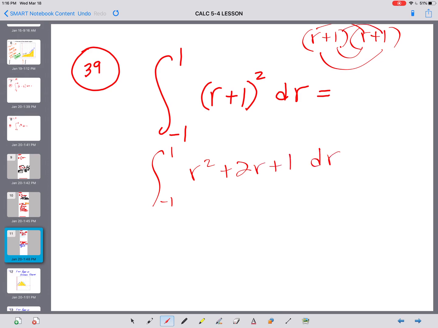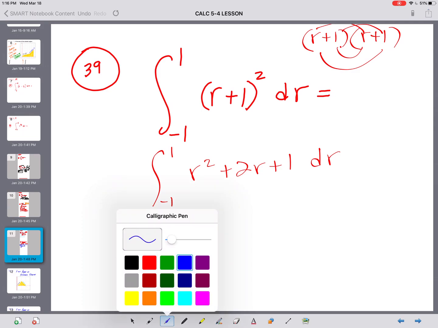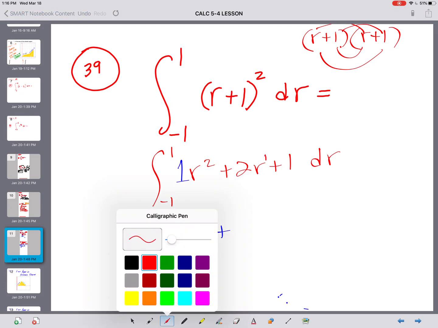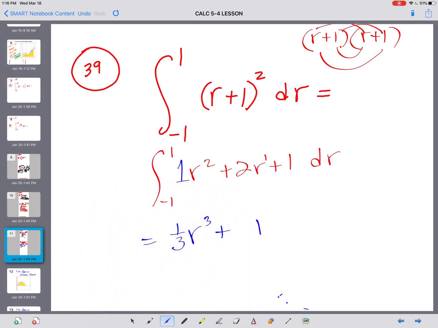Now let's do the antiderivatives. We'll do it in a different color. Okay, the antiderivative of r squared. It's going to be r cubed, 1 power higher. 3 times what gives me the 1? 3 times what gives me 1? It's going to be 1/3. Now, plus, okay, this is r to the first. So our antiderivative is going to be r squared. 2 times what gives me 2?